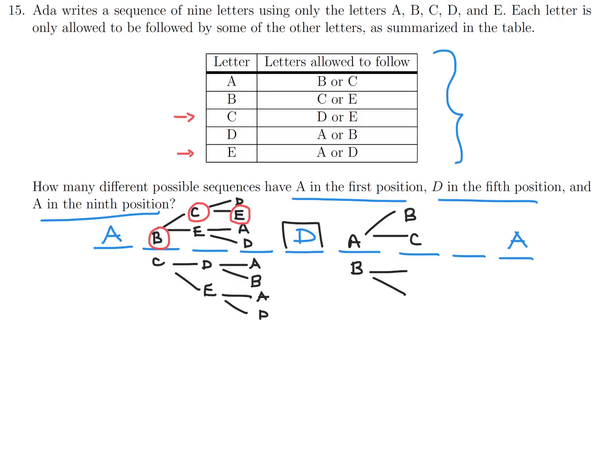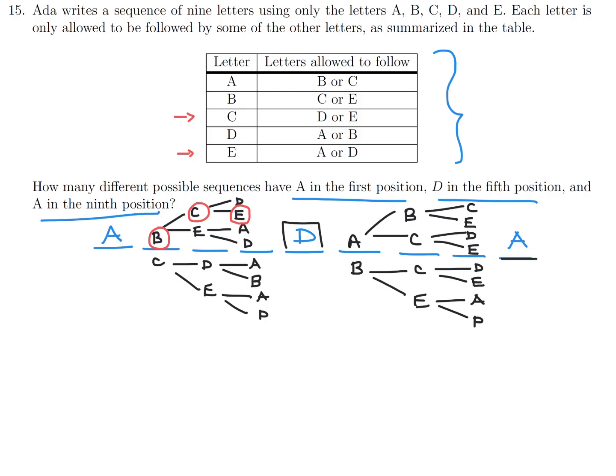And B is followed by either C or E, correct? Yeah. And then B is followed by C or E. C is followed by D or E. E is followed by A or D. And then we have to go to an A.